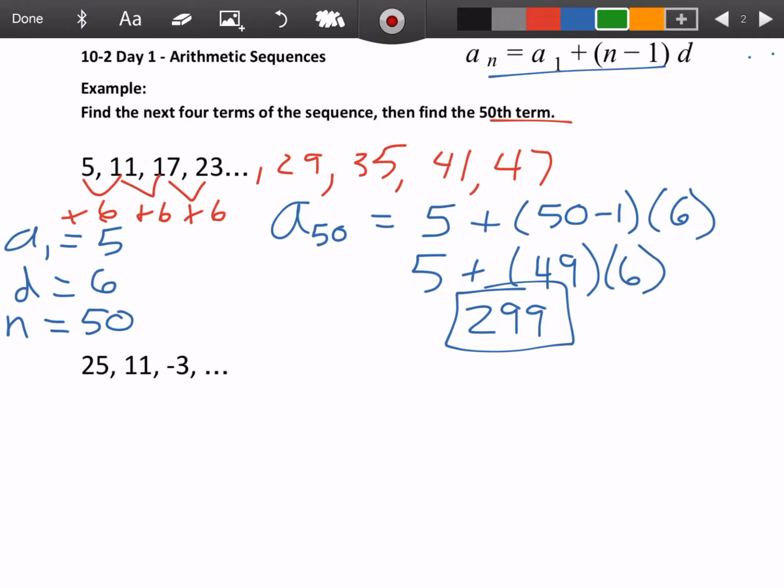Onto this other example down here. Here, what we would say is we're adding a negative 14.